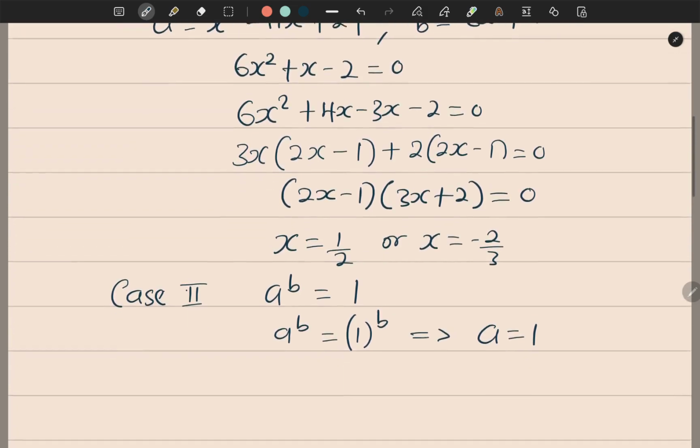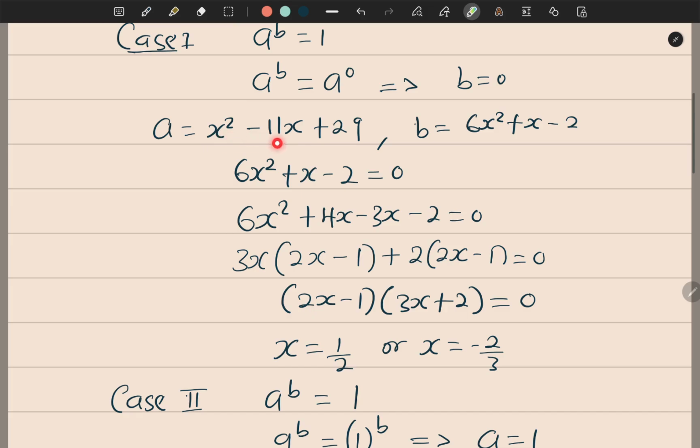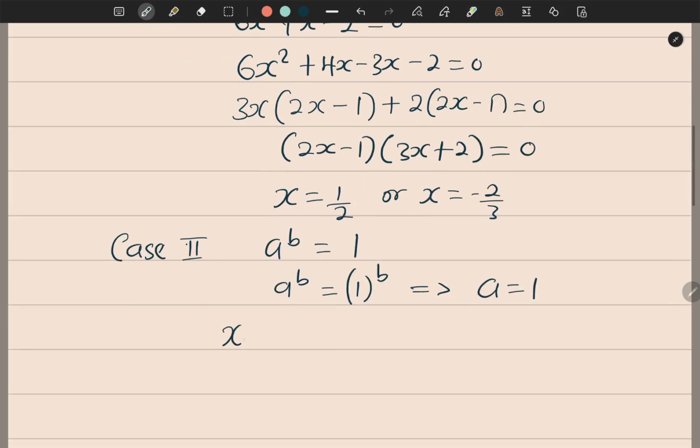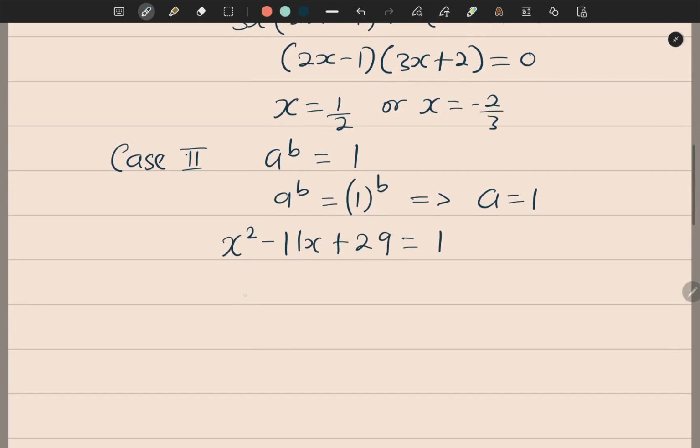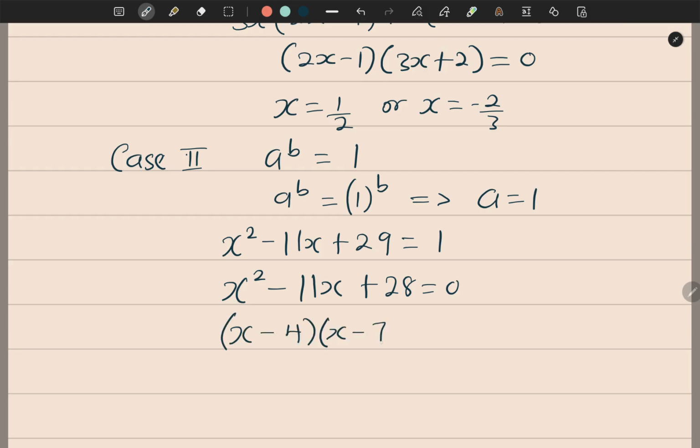For a to be 1, now remember we have it here that a is x squared minus 11x plus 29. So it means that x squared minus 11x plus 29 equals 1. By implication you obtain x squared minus 11x plus 28 equals 0. So next thing, we need product of 28 and sum of minus 11. So you could make use of minus 4 and minus 7. So x minus 4, x minus 7 equals 0. So it makes x equals 4 and x equals 7.